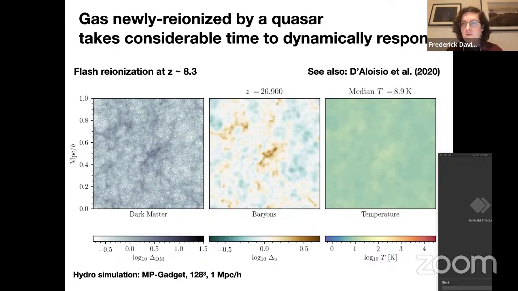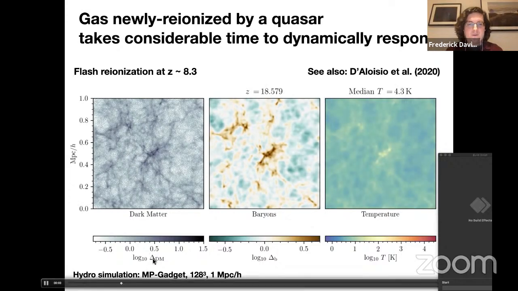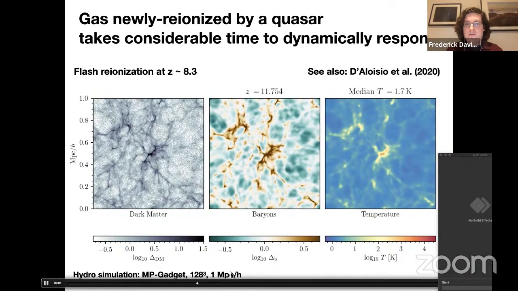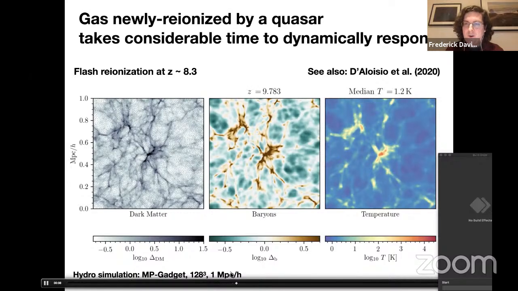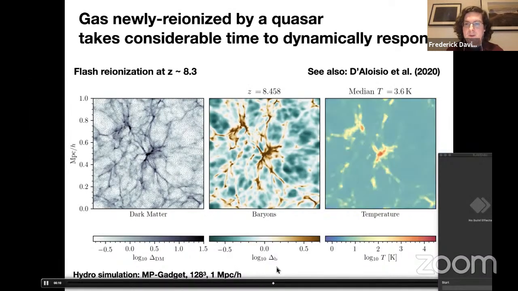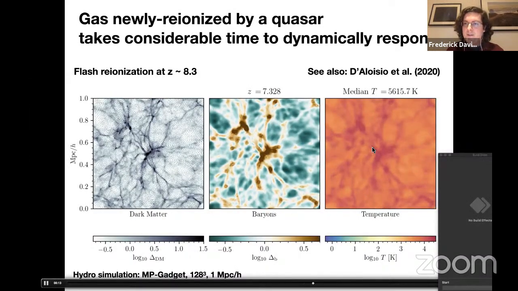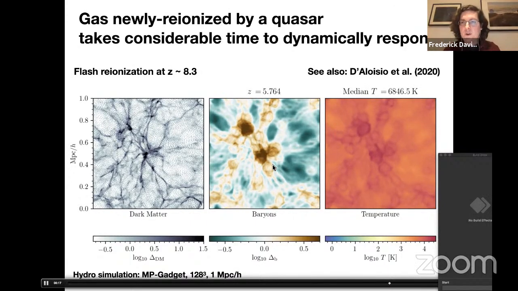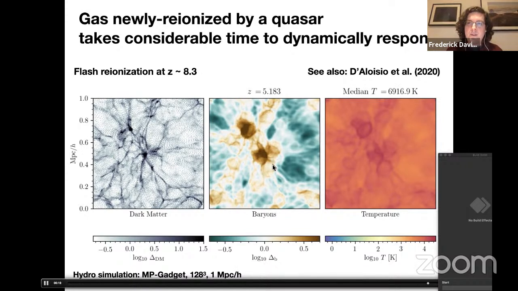So here I'm going to show a movie of a low resolution, 1 megaparsec box of the formation of structure in this small hydrodynamical simulation. Reionization happens at a redshift of about 8.3, and the baryonic structure just starts to explode. So it's all been heated to several thousand, up to 10,000 degrees Kelvin, and the initial pre-reionization 1 kiloparsec scale just gets completely destroyed.